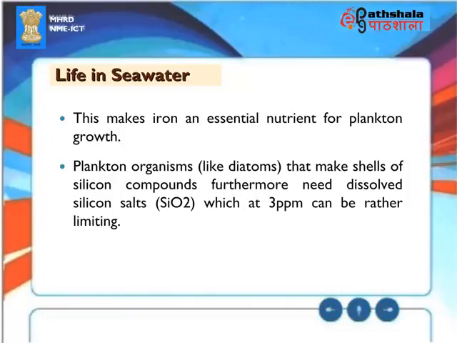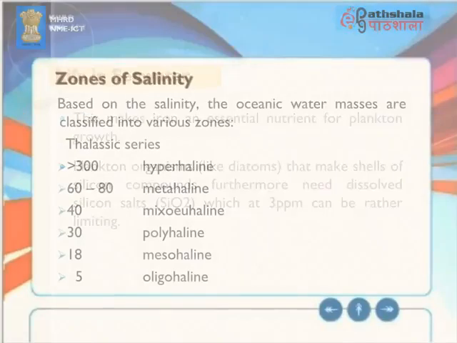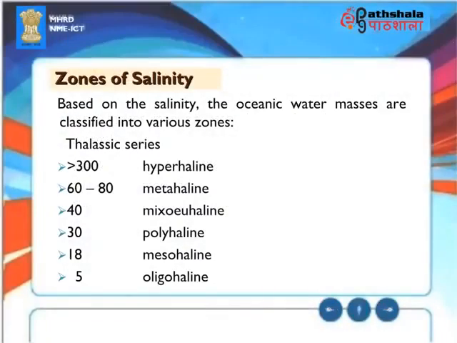Plankton organisms like diatoms that make shells of silicon compounds furthermore need dissolved silicon salts, SiO2, which at 3 ppm can be rather limiting. Zones of salinity. Based on the salinity, the oceanic water masses are classified into various zones. Thalassic series: greater than 300 hyperhaline, 60 to 80 metahaline, 40 mixoeuhaline, 30 polyhaline, 18 mesohaline, 5 oligohaline.